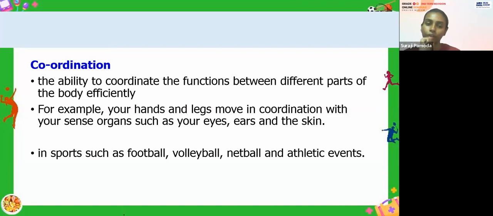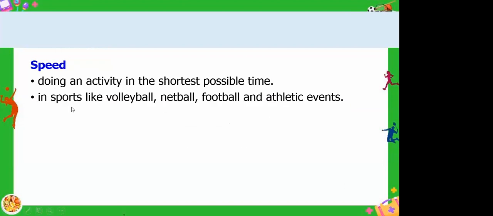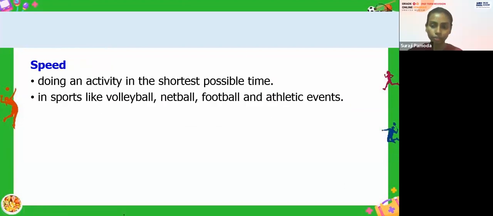Okay? Right. So here you can see some sports that need coordination, right? Football, volleyball, netball, right? They need coordination. Okay. And then speed. It is also a physical fitness factor, right? Speed means doing an activity in the shortest possible time, right? We have to do that activity in a short period of time, right? So volleyball, netball, football and athletic events like running and swimming need speed, right?